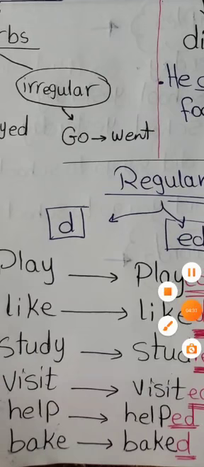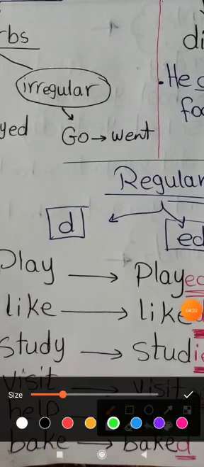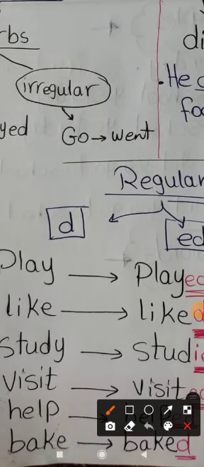Bake. Bake دي آخرها E. الverb لما يكون آخره E أصلا, I have to add only D. Only D. مش هضيف E كمان تاني, ED تاني. لا, okay?